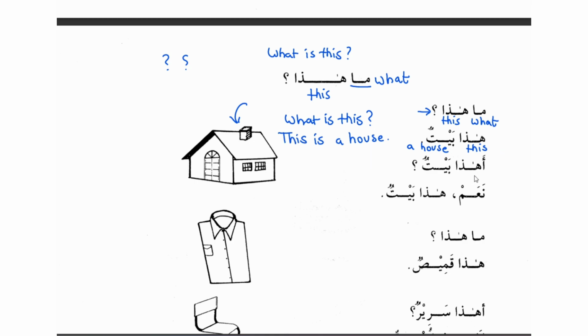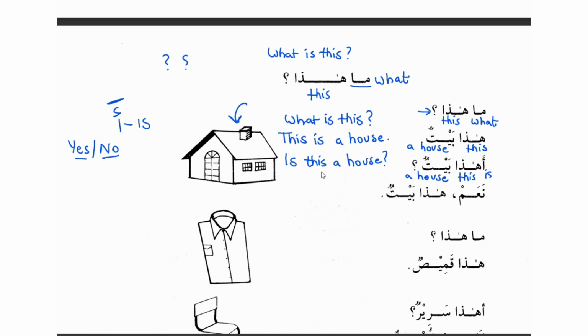Okay. Now the next question is ahadha baytun. Now here you could see that there is no ma written, but a Hamza with a fatha on top is written. So this is a yes or no question. The answer to this question could be either yes or no. The Hamza with a fatha means is. So ahaza baytun: a means is, haza means this, and baytun means a house. And there is a question mark. So the translation would be, is this a house?